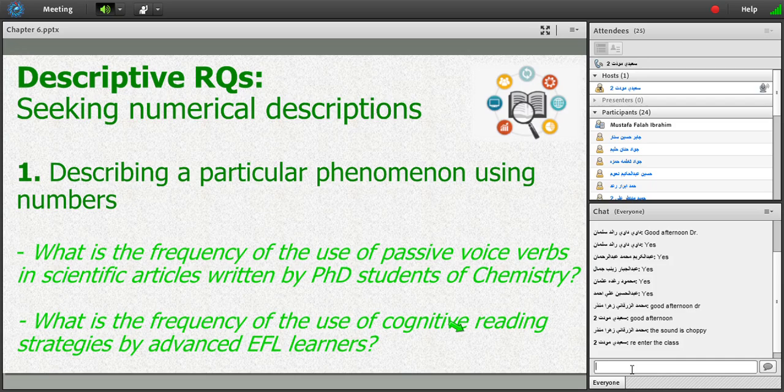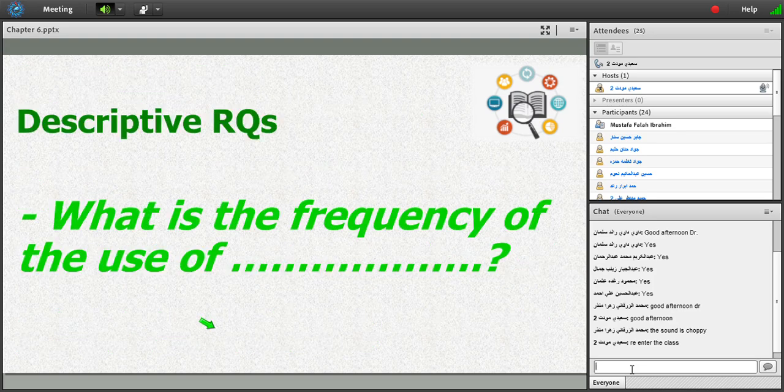So descriptive research questions provide us with numbers, as we said, and can be in this form: What is the frequency of the use of something? This is the pattern that we have for descriptive research questions. If I ask you to write a descriptive research question, this is the pattern that you should have.